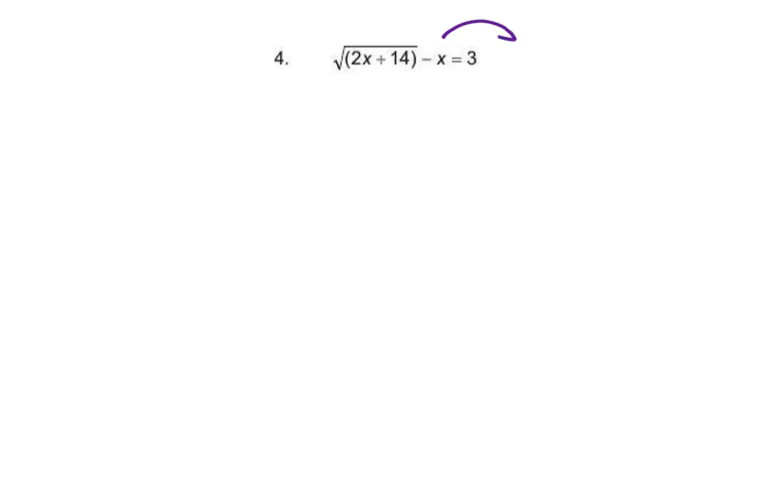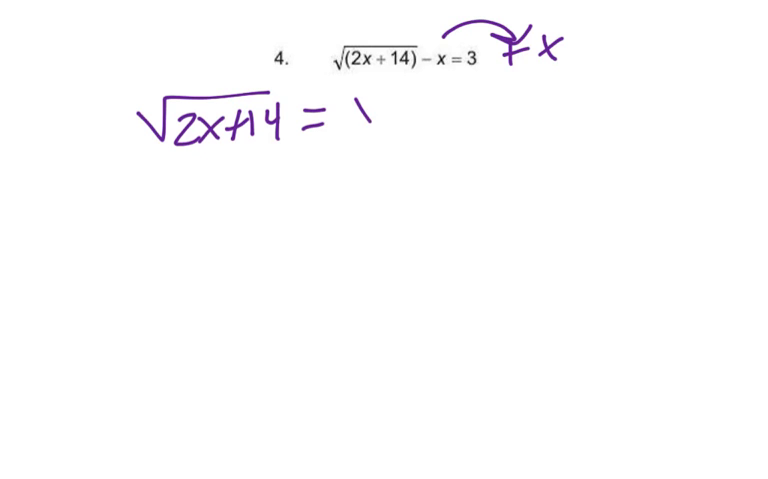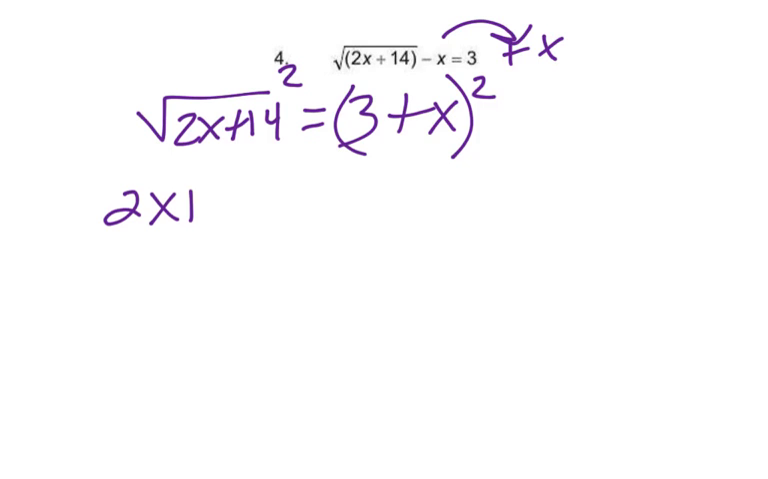You're going to want to start by moving your x and adding it. So the square root of 2x plus 14 is equal to 3 plus x. We've isolated, so we're ready to square. Be careful on this. You must put this in parentheses before you square. So on the left, it becomes 2x plus 14 is equal to, on the right, you have 3 plus x closed squared. You could write it twice, distribute and all that, or you can let the calculator do this for you.